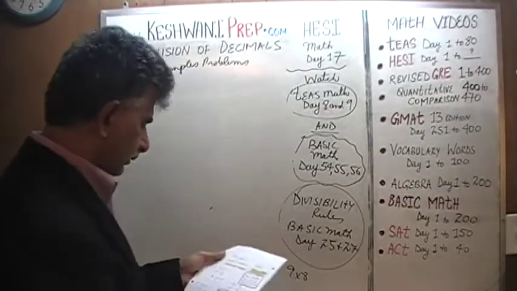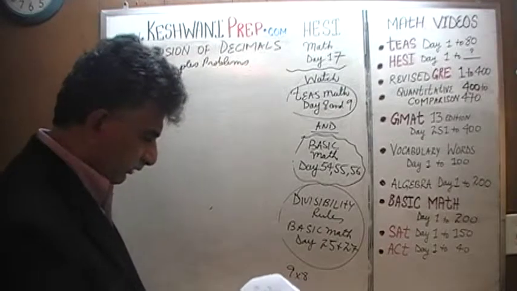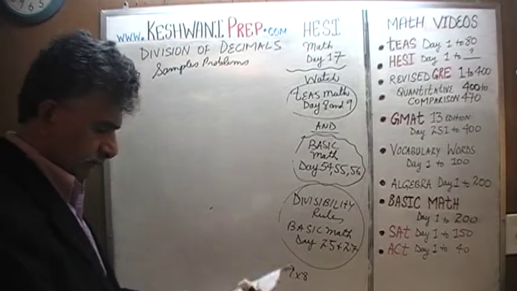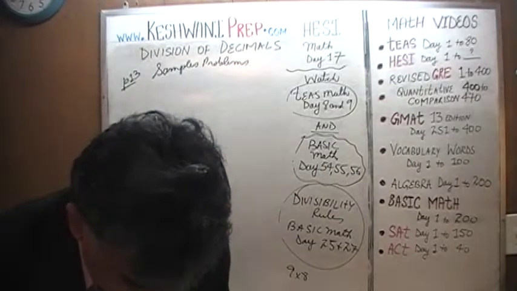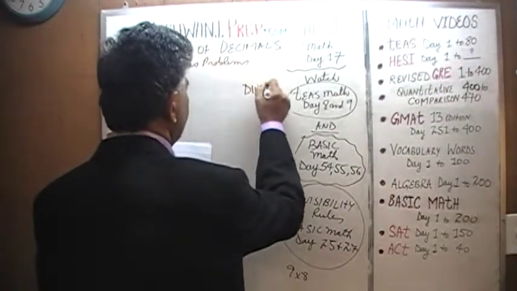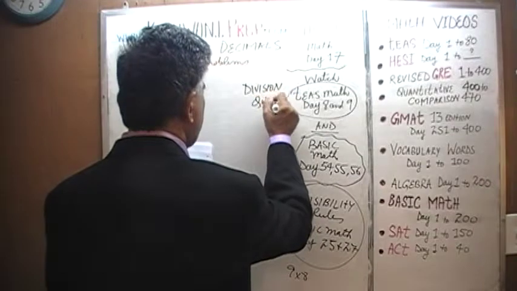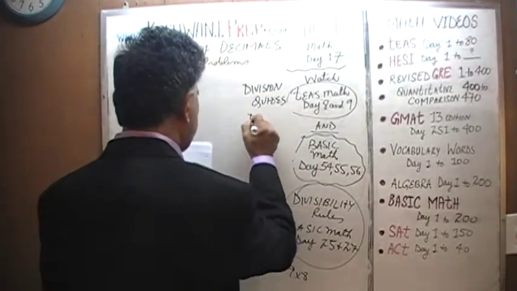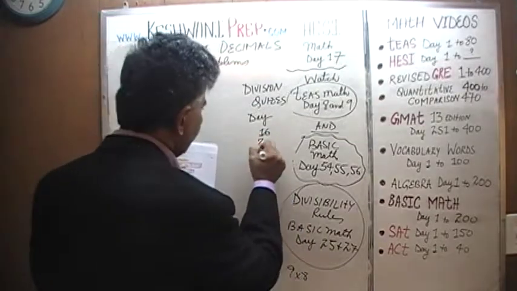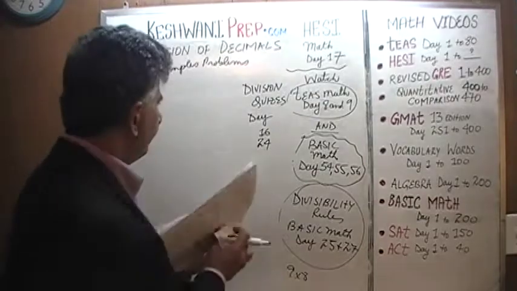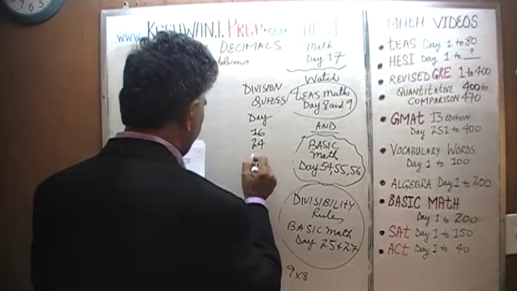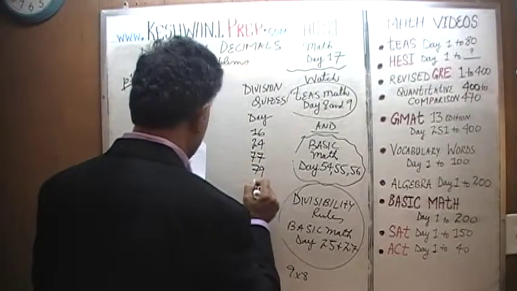Those are labeled as division quizzes. If I can find them, they'll be wonderful. There we go. Division quizzes. There are 5 of them. There's 16, 24, 77, 79, and 92.